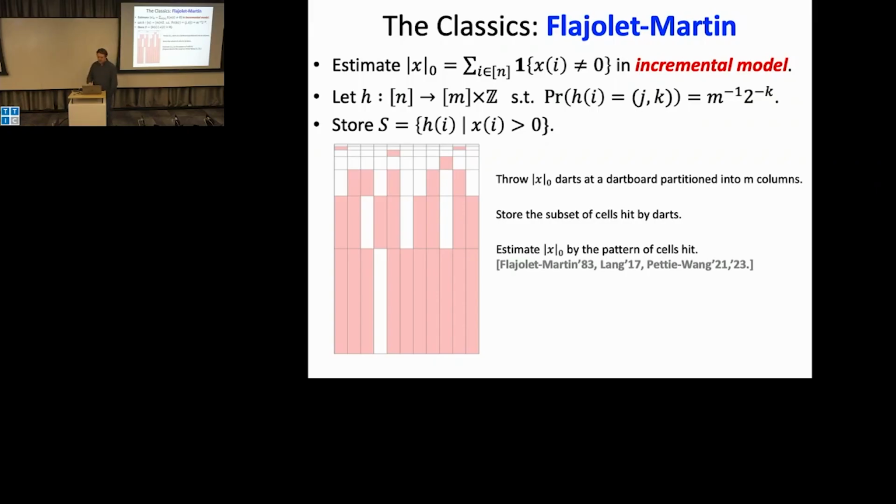It doesn't really work for the turnstile model because you can't do subtractions. A cell has been hit by a dart, or maybe 5 darts, and you can't really do subtractions and guess how many times it's been hit. So this is incremental only.